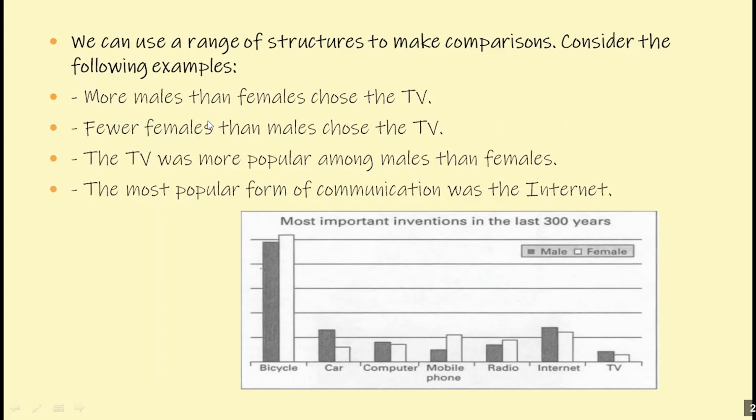It's countable, it has S in it, so that means you can count it. If you can count a certain word, don't use the word less. Less is for the uncountable words. We can also say the TV was more popular among males than females. It's the same meaning. The most popular form of communication was the internet. We're talking about the internet here, and we're using a superlative adjective.